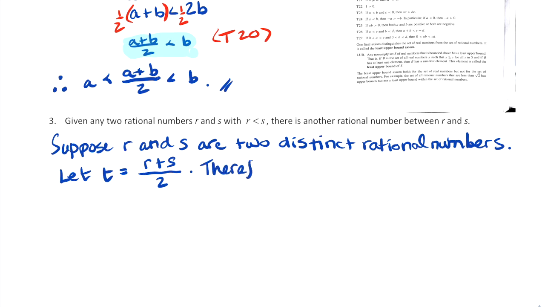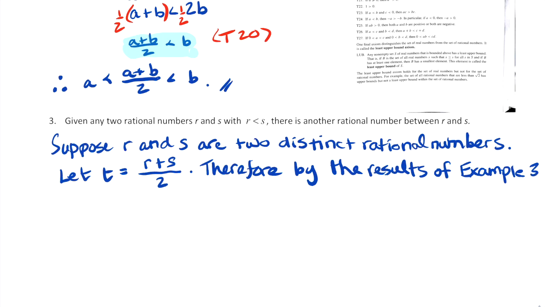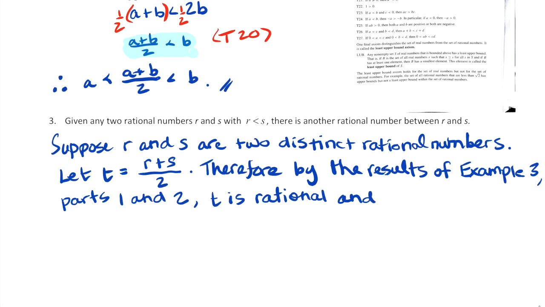Therefore, by the results of example 3, parts 1 and 2, t is rational and r is less than t is less than s.